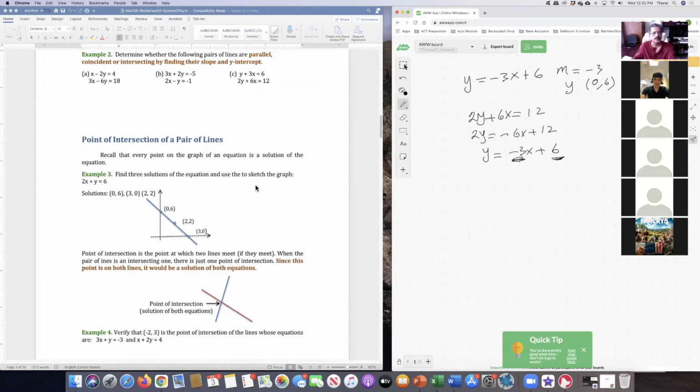It says find 3 solutions of the equation and sketch the graph. Now you did this in the last class, so you know exactly what to do. 3 points on the line on the graph would be (0, 6), (3, 0), (2, 2).